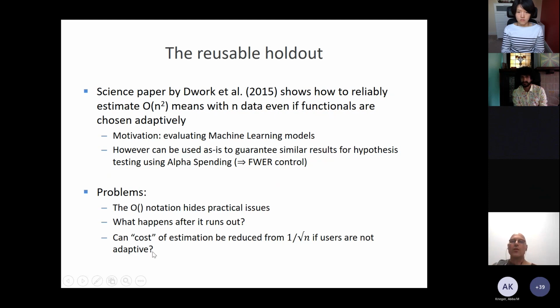For example, we have this O notation that often hides major issues, such as when we do it in a testing framework, it basically means that we can have very low power because of the big constants hiding within the O notation. But we can still do n squared tests. But if we want to think of a QPD version, we have to worry what happens when it runs out and we can no longer do anything. And the other thing is that cost of estimation, which is 1 over square root of n, in the schema, can it be reduced if the users are in fact non-adaptive?